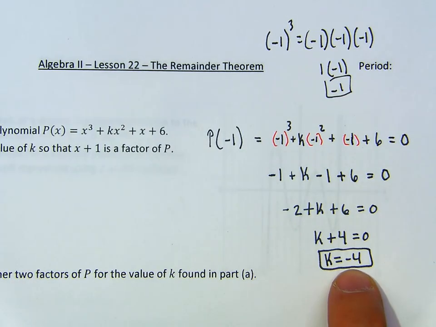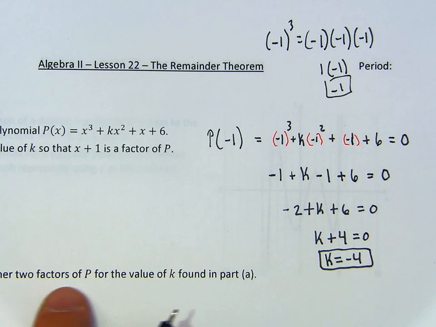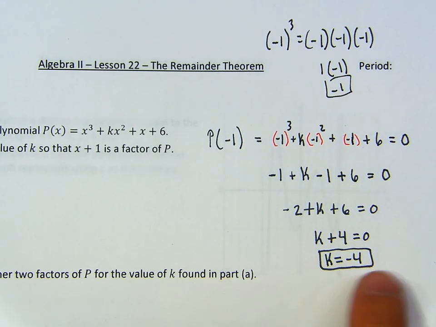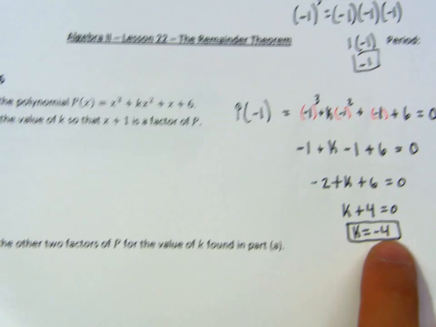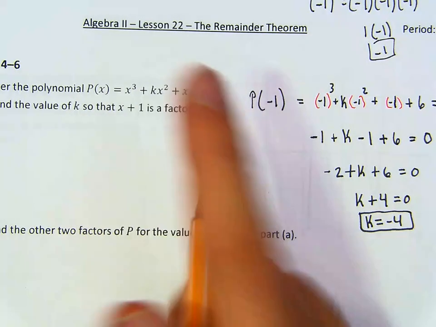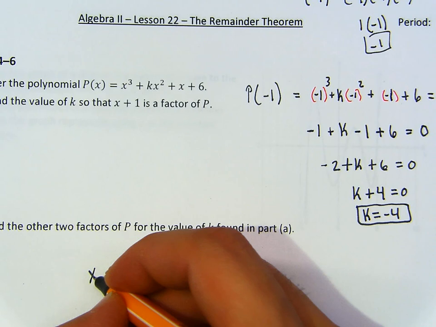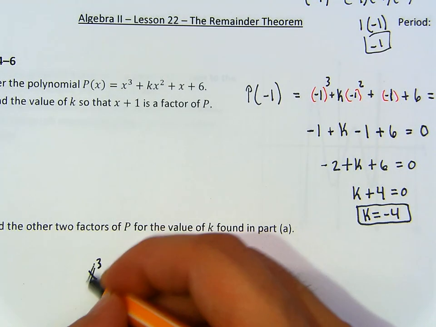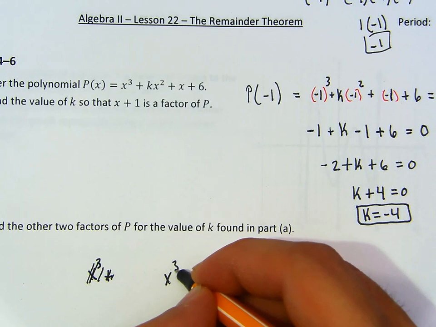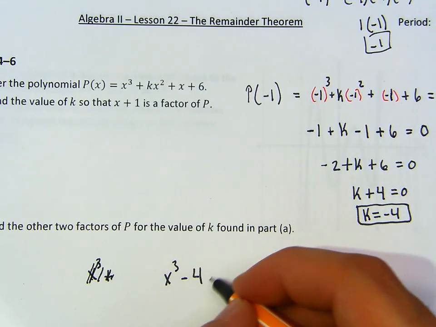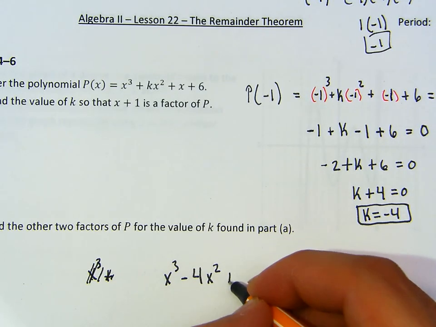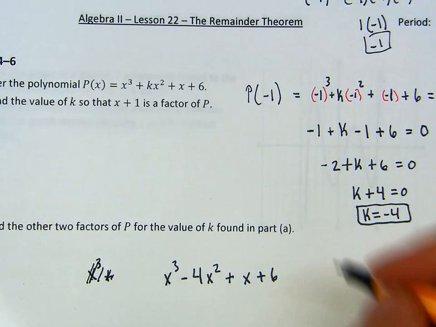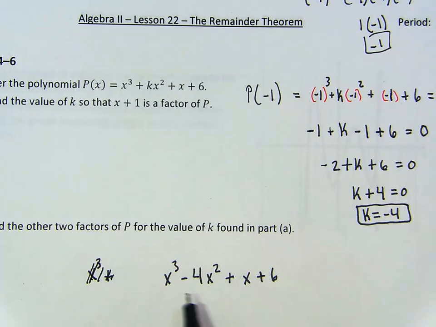let's see what happens here. It says find the other two factors of p for the value of k found in part A. So now if you know that k is equal to negative 4, let's plug in negative 4 in here. So here we have x cubed plus, oh, not plus, it's going to be negative, right? So here it's going to be x cubed minus 4x squared plus x plus 6. Okay? And what it's asking you to do is find the other factors.